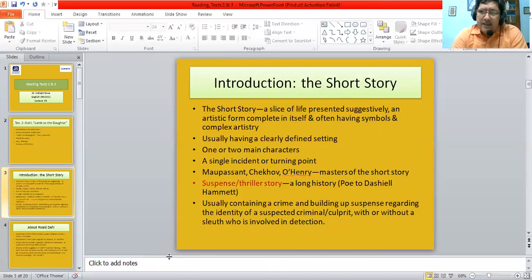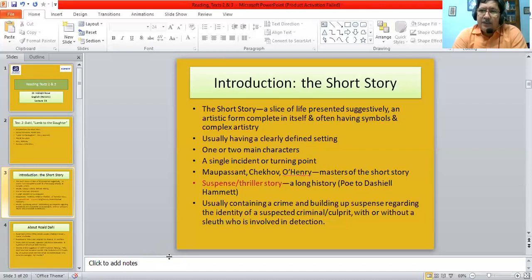Now, among the masters of the short story, or rather the European masters, we have writers like Maupassant, Anton Chekhov, and O. Henry from the United States. Now, this particular story of Roald Dahl's follows within a subgenre of the short story, rather, the story of suspense or the thriller story.